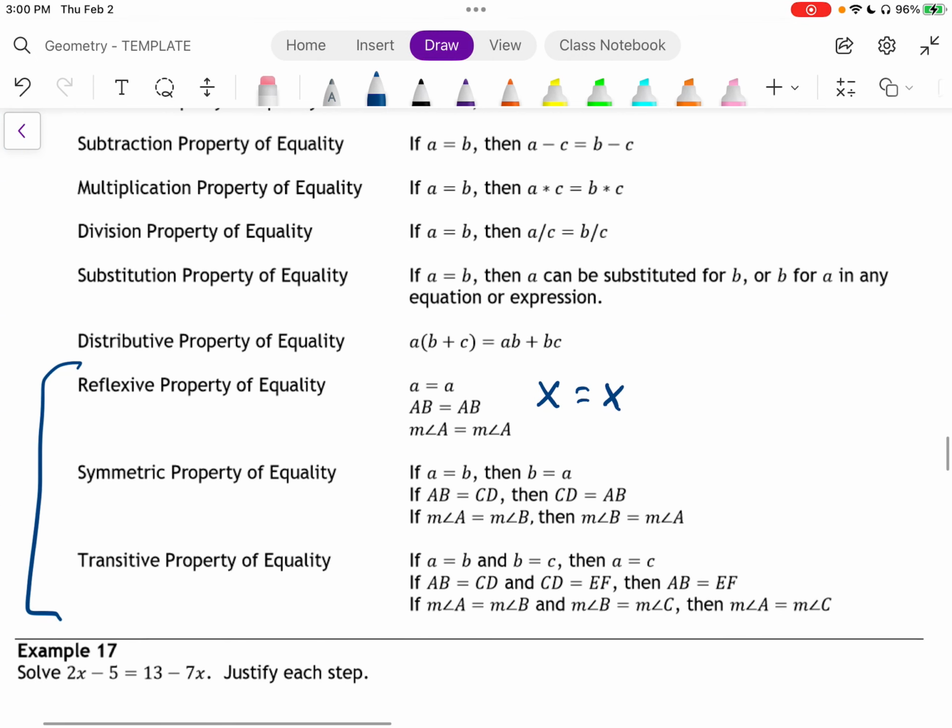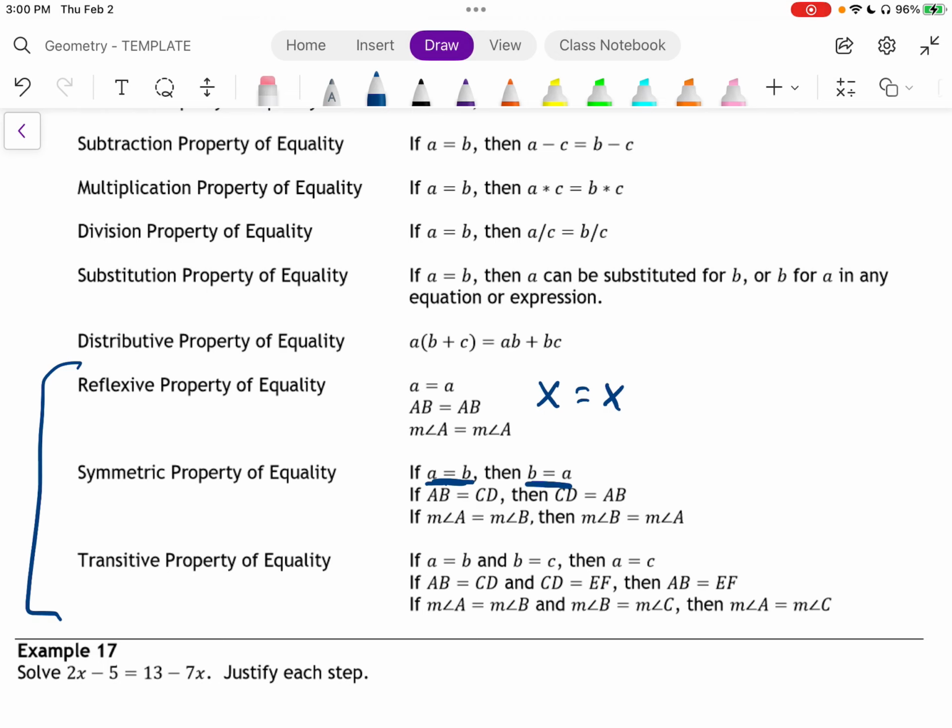Okay, symmetric is similar but different. Symmetric says that if, well, here we have a equals b, then you can flip it and you can say b equals a, right? Anytime you're flipping stuff over your equal sign, you're using the symmetric property. Symmetric, you think about whenever you look at yourself in a mirror, you're backwards, right? That's symmetric, right? It's the backwards version.